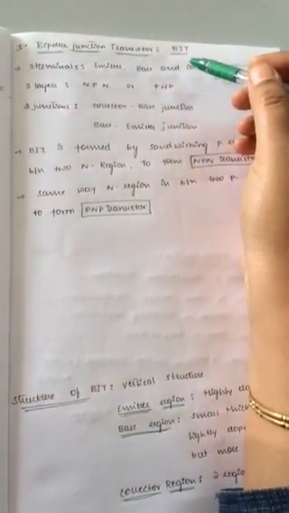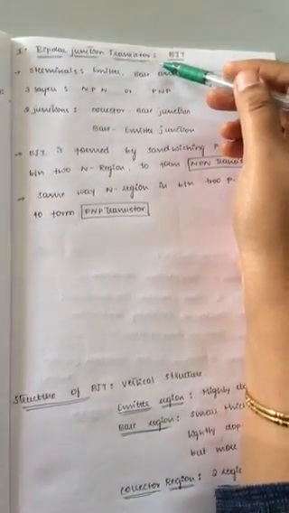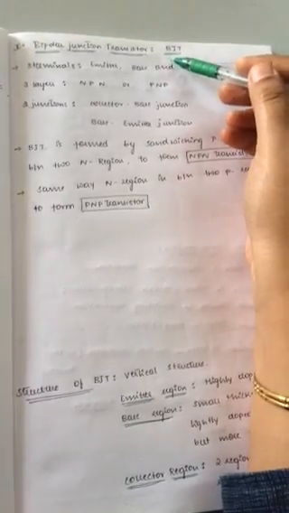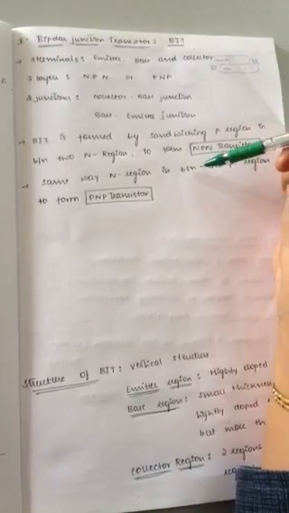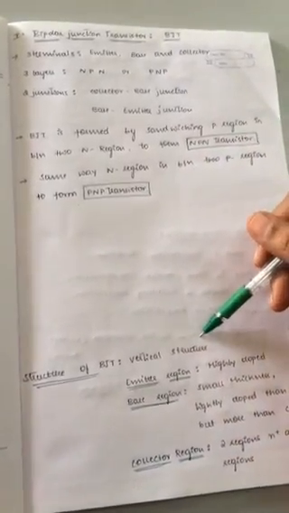Now we are going to see about bipolar junction transistor. In bipolar junction transistor, that is a BJT, first we are going to see about the symbol, and next we are going to see about the structure. Next we are going to see about the steady state characteristics.